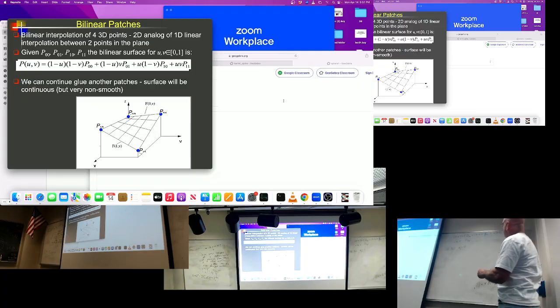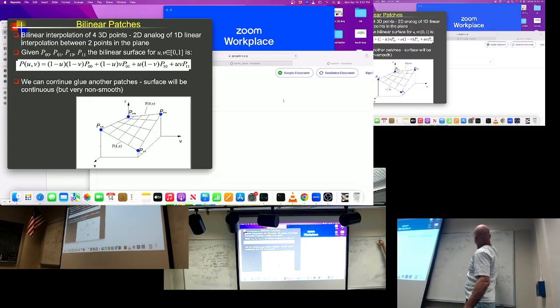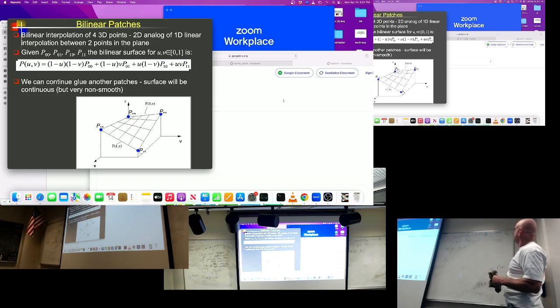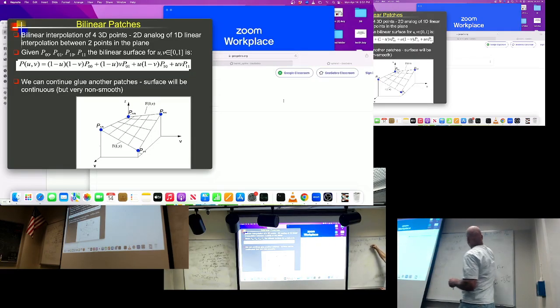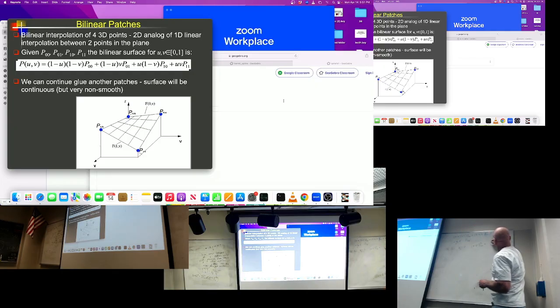U equals 0, so this term dies, and this one dies too, and you are left with 1 minus v P00 plus v P01, because 1 minus u is 1 minus 0, and now v changes between 0 and 1.